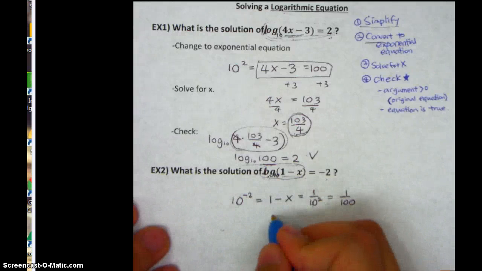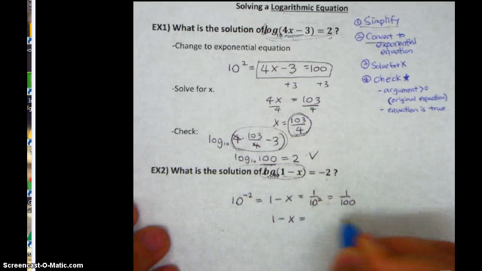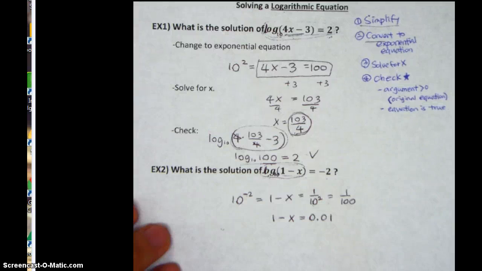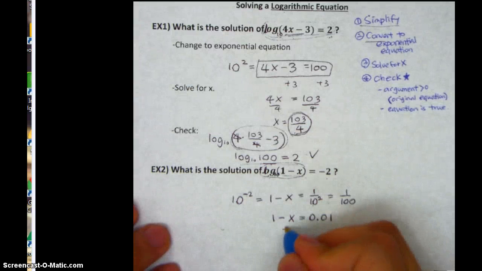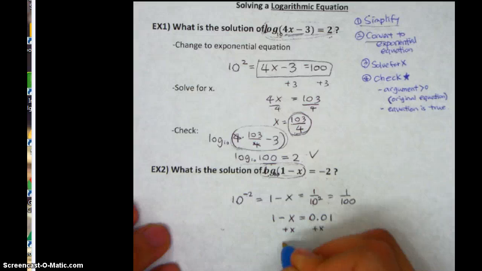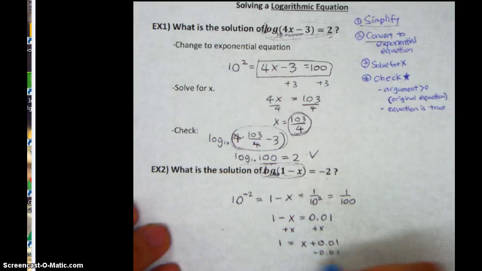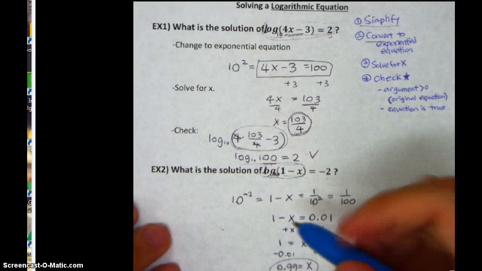So I'm just going to rewrite 1 minus x is equal to 1 over 100, or I'm just going to write 0.01. Now I can just add x to both sides. I will get 1 is equal to x plus 0.01. Subtract 0.01, and I will get x equals 0.99. Okay, let's check our answer by plugging in.